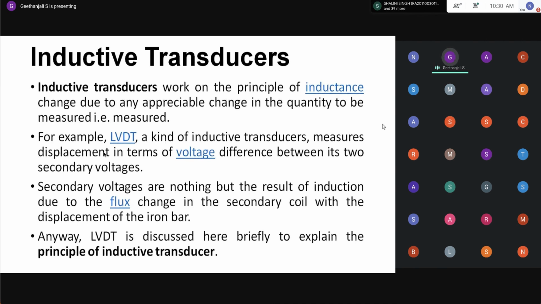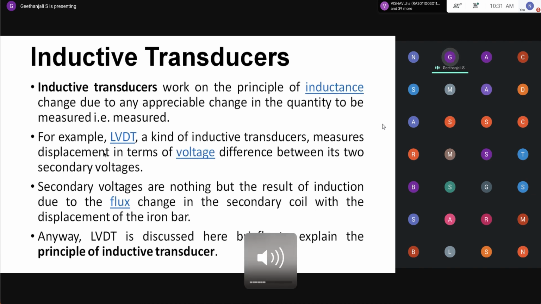So let us see the inductive transducers. They work on the principle of inductance change due to any appreciable change in the quantity to be measured. The LVDT is the best example for the inductive transducers. It measures displacement in terms of voltage. So what happens in the LVDT is it measures the displacement in terms of voltage.